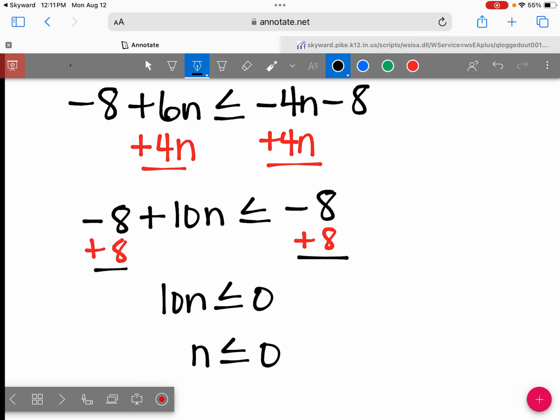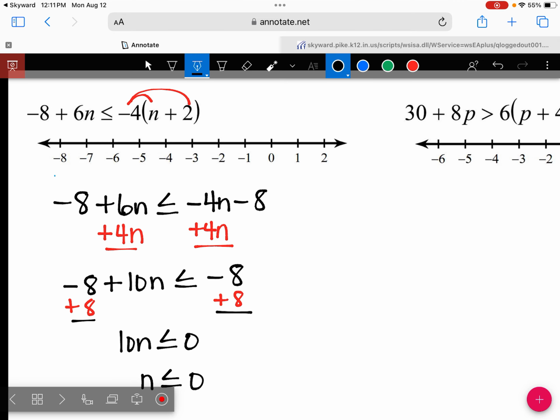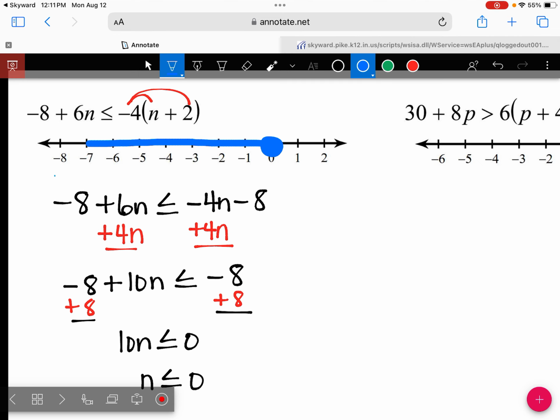So it's less than or equal to 0. So 0 would get a closed circle. And it's less than, so it's going to go to the left. So that means my interval is starting with negative infinity. So parentheses, negative infinity to 0. And what would I put on 0? A parentheses or a bracket? A bracket.